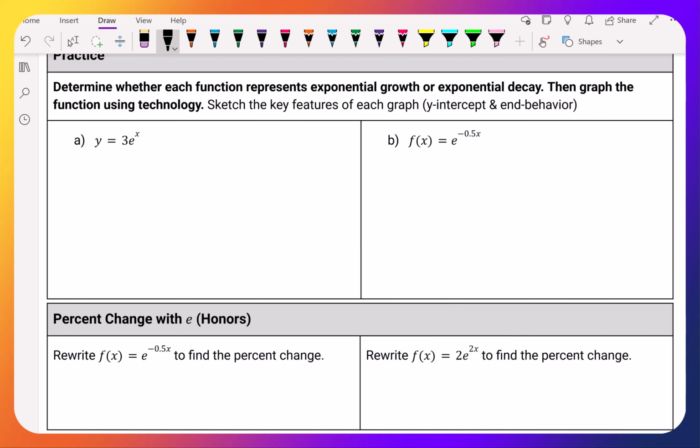Okay, so let's look at example number A. We want to figure out if this is a growth or a decay. Now, if you look at your exponent, that is a positive 1x. So if it is a positive x, that means that this is a growth. And I know it's going to look something kind of like this, but I want something a little bit better than that. I also do want to point out that your a, or your initial value, is 3. That is going to be your y-intercept, as long as you don't have anything added or subtracted from this, translating it up or down.